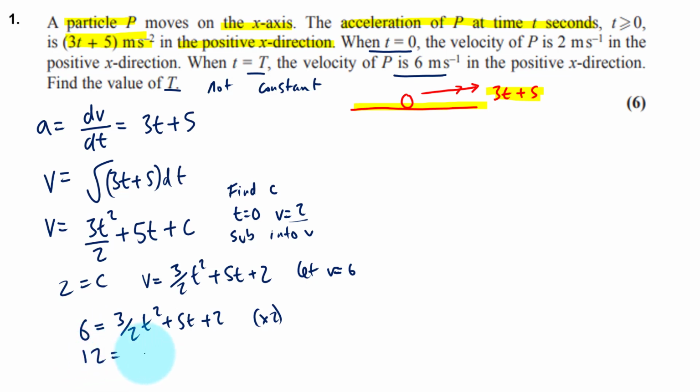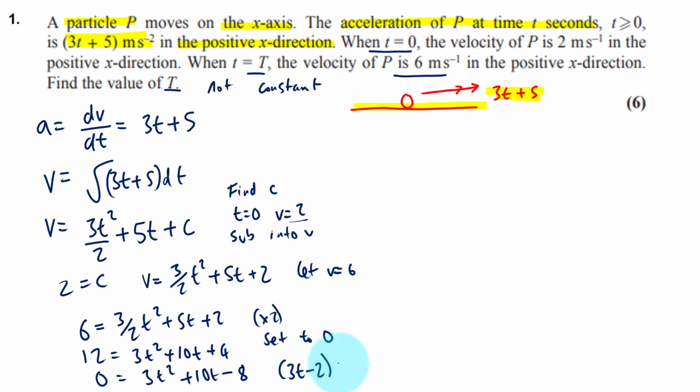So we're going to get 12 equals 3t squared, need to times this by 2, plus 10t plus 4. Now we want to make this a quadratic, so we're going to set to 0 to solve. So we're going to get 0 equals 3t squared plus 10t, and minus 12 on both sides will give us minus 8. Now you should be good at factorizing, so that's going to give you 3t minus 2 and t plus 4.